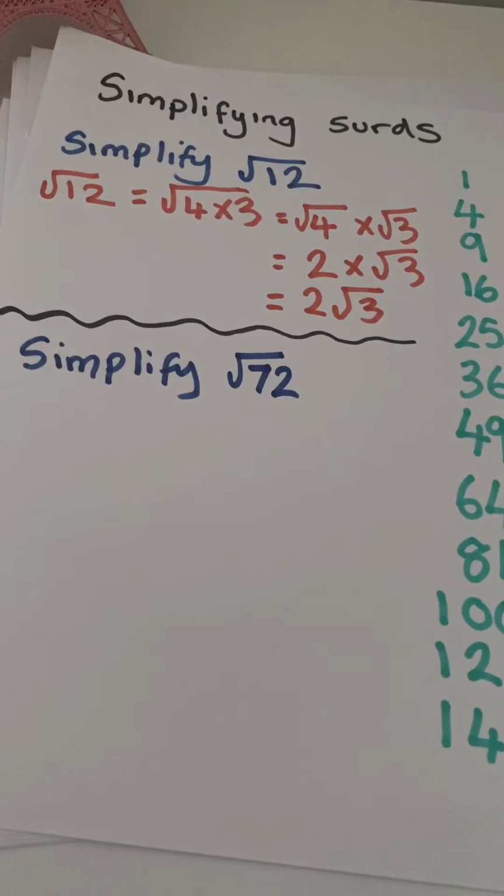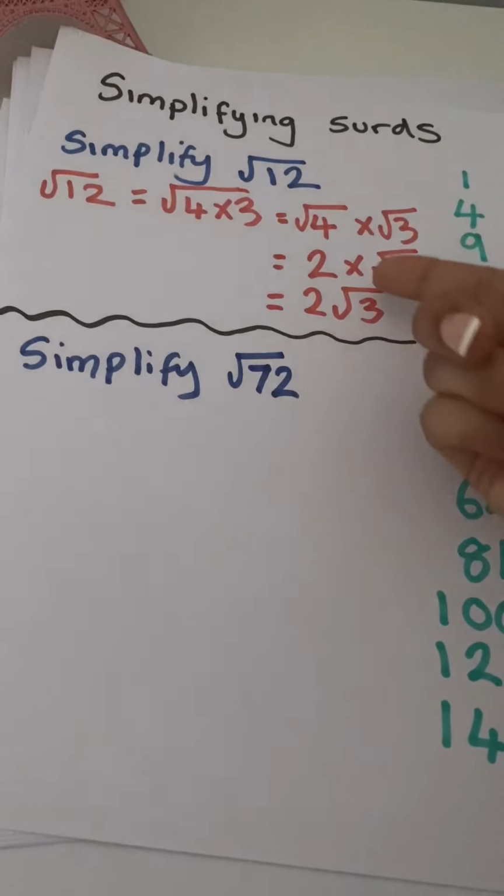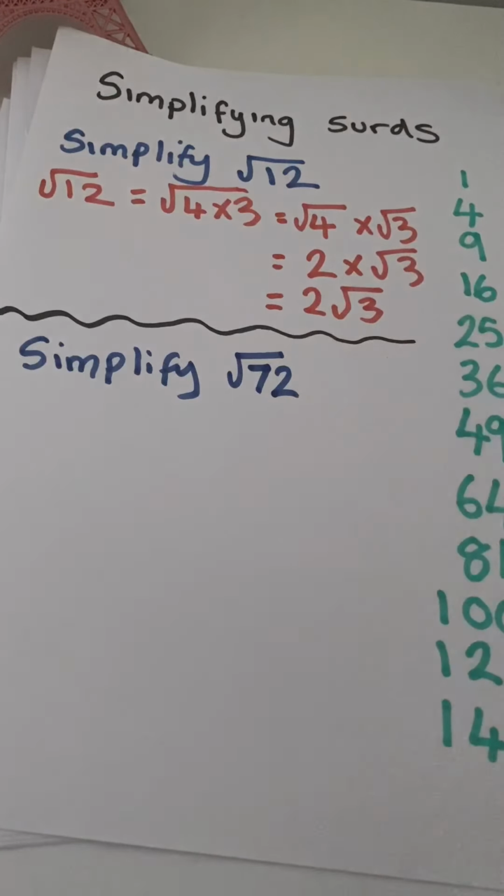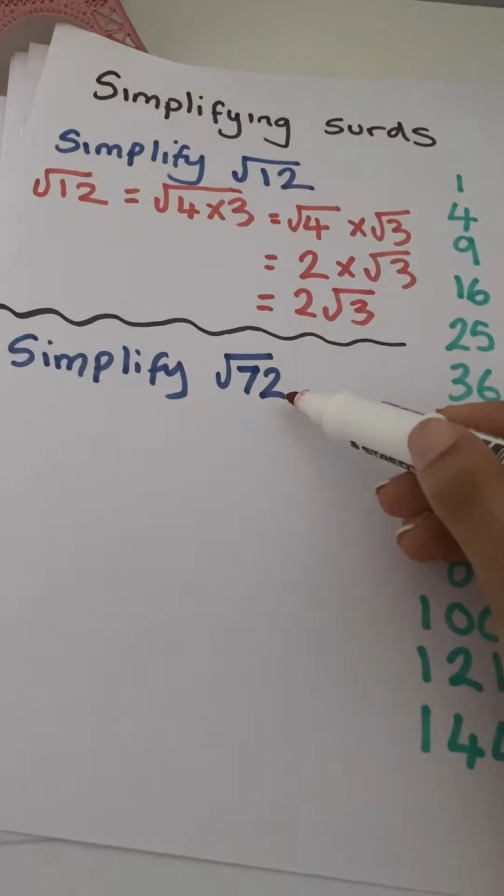This topic will not come into a calculator paper, because in a calculator paper you can just put that into your calculators. So an examiner would want to see you showing these steps. These are the steps you need to be getting the marks. So simplify the square root of 72. So the number inside the square root is 72.